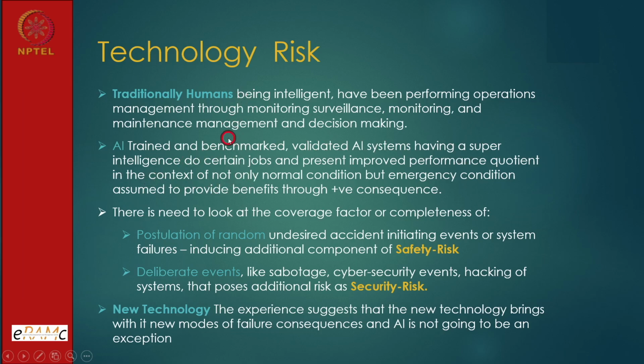in certain pockets human intelligence, this AI intelligence will be much more useful, but there will be some areas where humans perform better. So those pockets have to be found out, and you have to have a coverage factor for that, or a safety fallback arrangement should be there. There is a need to look at the coverage factor or completeness of postulation of random failure and deliberate event, that means safety event and security event, and this has to be as complete as possible.